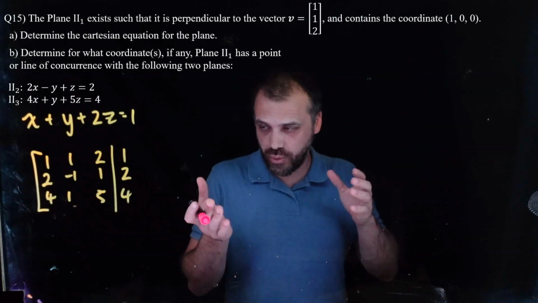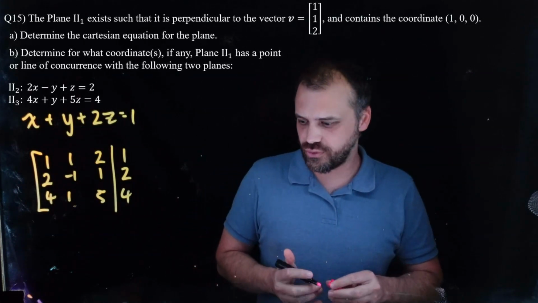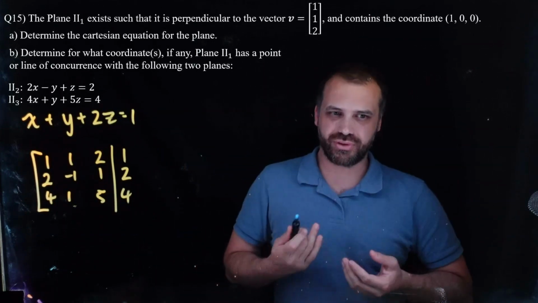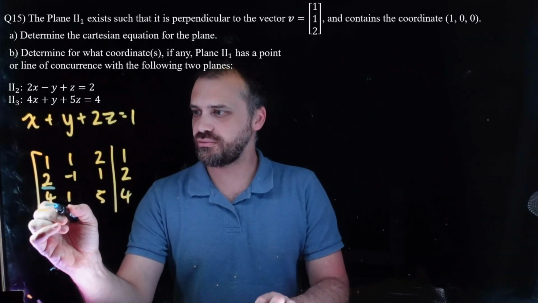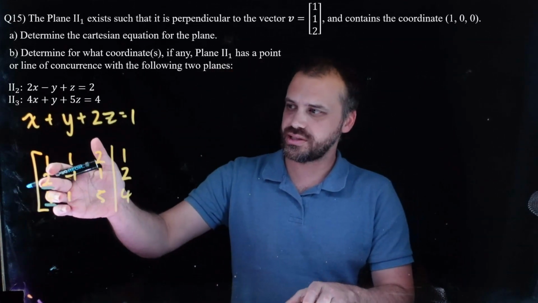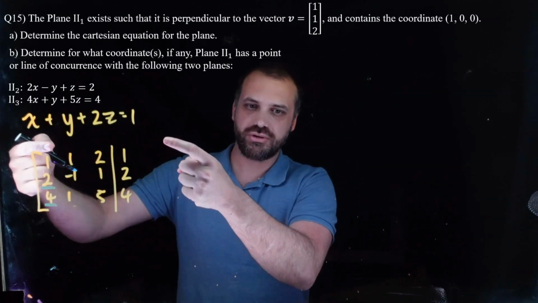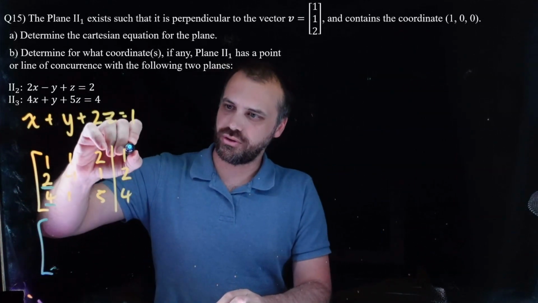Now, there are all sorts of weird and wonderful ways to do Gaussian elimination, but here's what I advocate for, keeping it nice and simple and just being a bit algorithmic about it. First thing I want to do is get rid of this and this, or more accurately, make this equal to 0 and make this equal to 0. And I do that by using row 1 in some way.